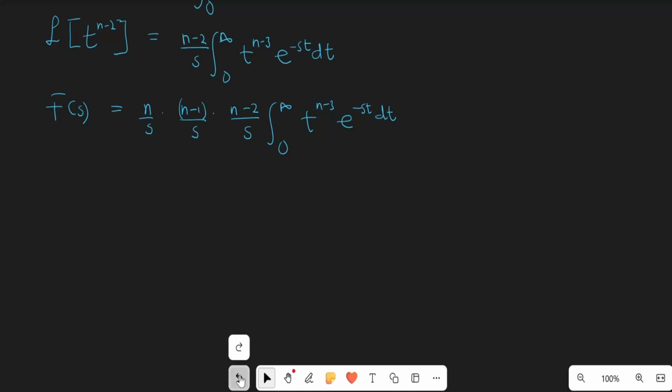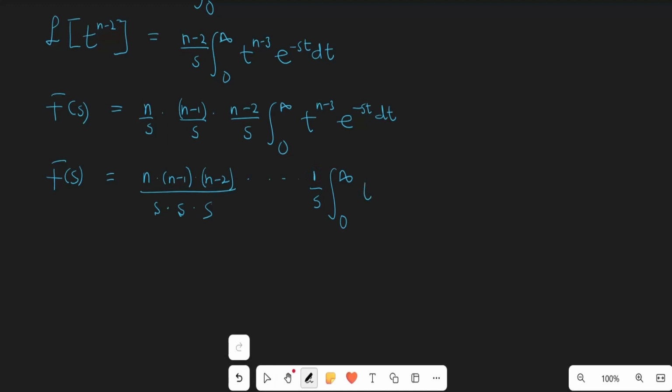So I'm going to write down what will happen at that point when the power decreases to 0. So we are going to have n times n minus 1 times n minus 2, right? All over the s's are s times s times s, and this one is actually going to continue until the power of n decreases to 1, like this. We have 1 over s here, and now we have the integral from 0 to infinity. Because we have 1 here, what is going to be the power of t inside the integral?